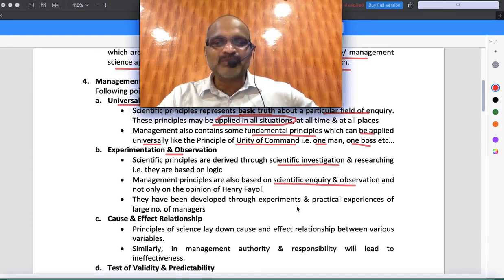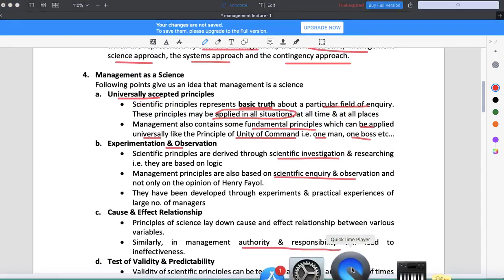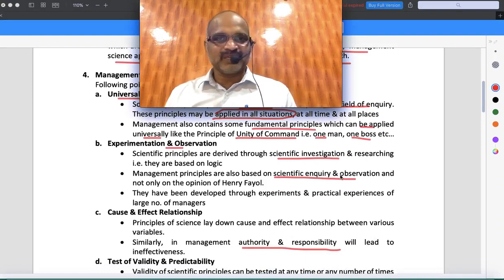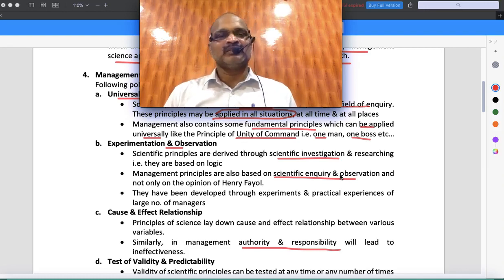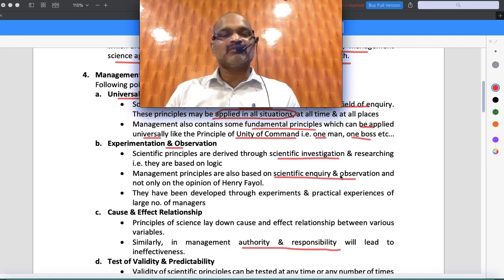Just like that, management also will give you, like the best example, authority and responsibility. Whether company operations are going to be effective or ineffective depends on authority. If a person doesn't have the authority, if a person doesn't take the responsibility, definitely the effectiveness of the company will decrease. So what is the reason why certain companies, certain people are not performing?